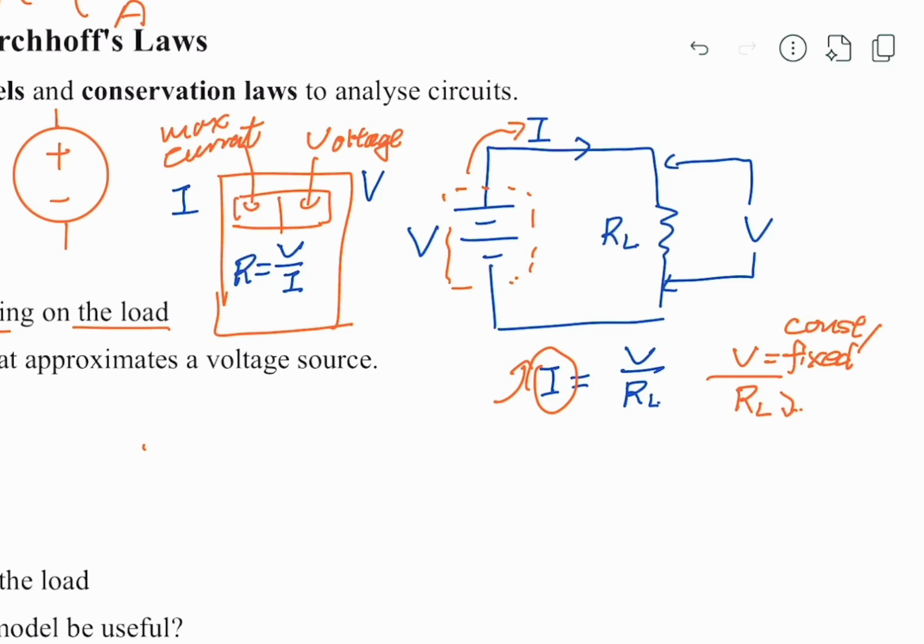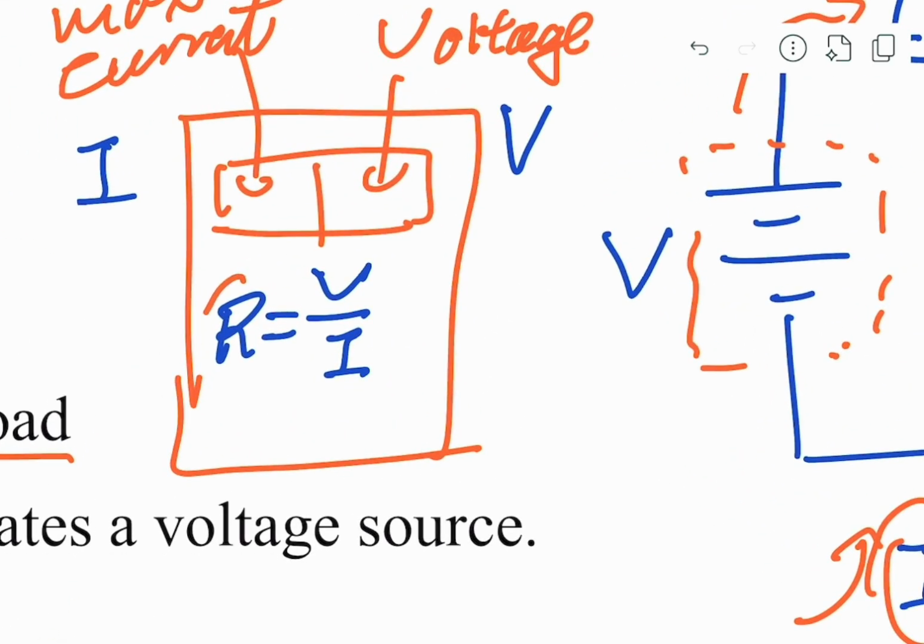This R here is the lowest resistance, such that this power can supply a constant voltage.